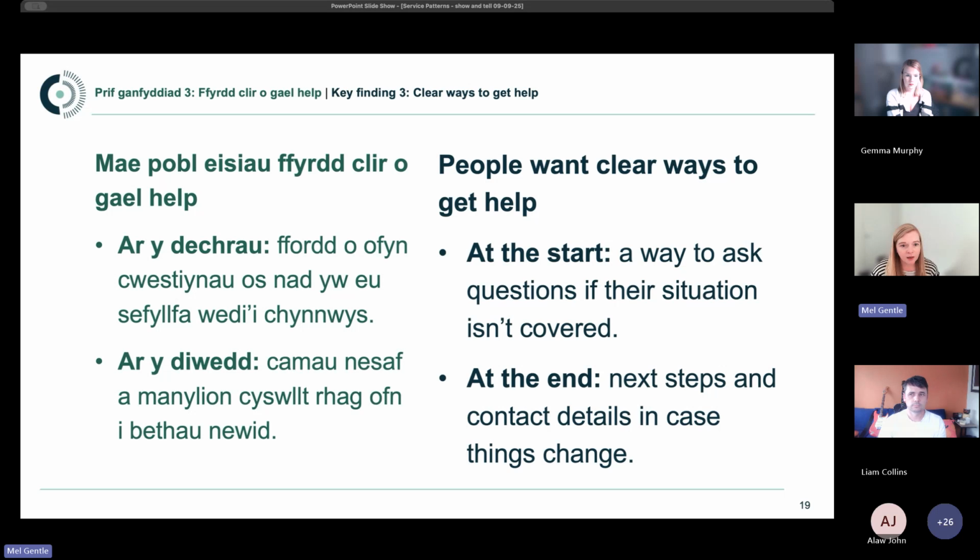The third key finding that we had was about support. At the start of the journey, some people weren't sure what to do if their situation didn't quite fit, and they looked for a really simple way to ask a question. And then at the end, similarly, after completing a booking, they wanted really clear next steps and contact details again in case something changed or they needed to ask a question.